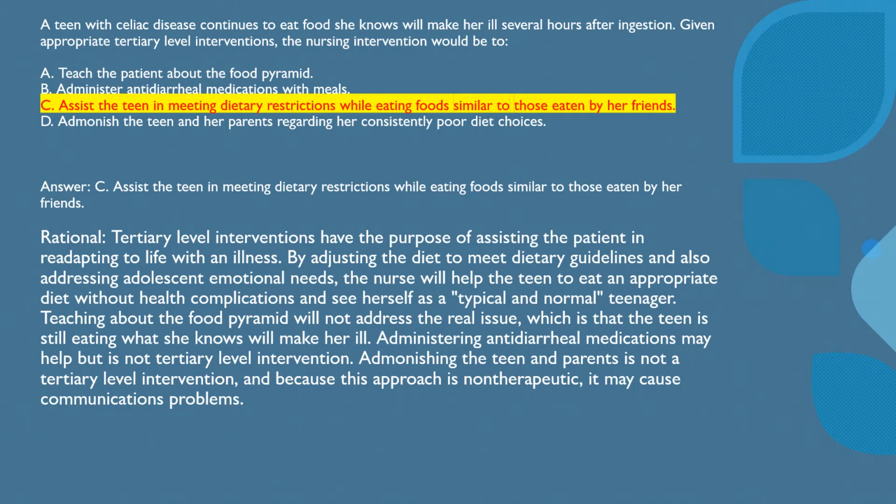Teaching about the food pyramid will not address the real issue, which is that the teen is still eating what she knows will make her ill. Administering antidiarrheal medications may help but is not a tertiary level intervention. Admonishing the teen and parents is not a tertiary level intervention, and because this approach is not therapeutic, it may cause communication problems.